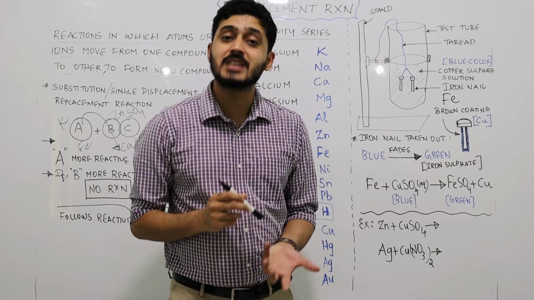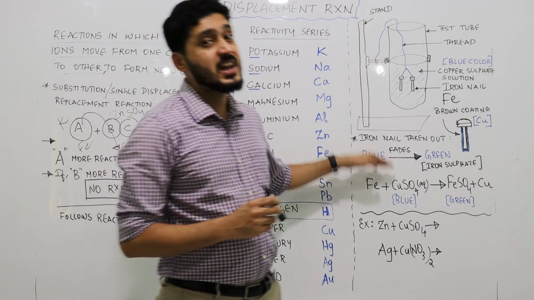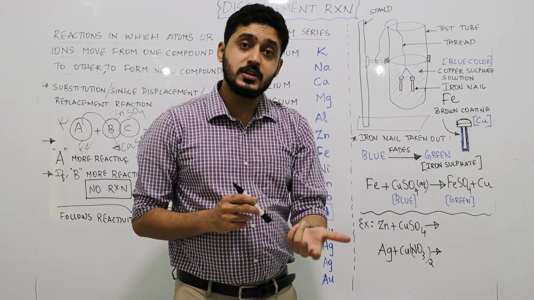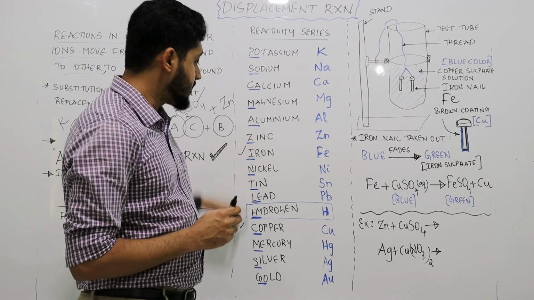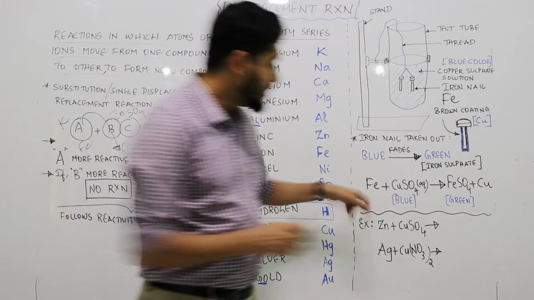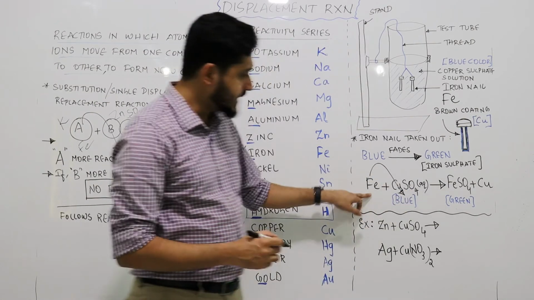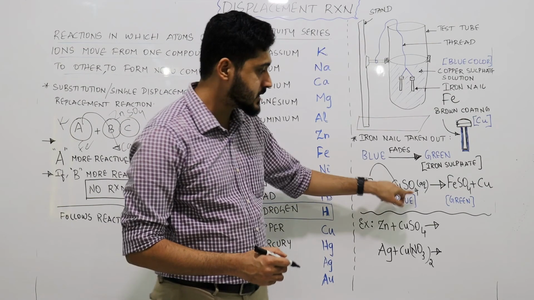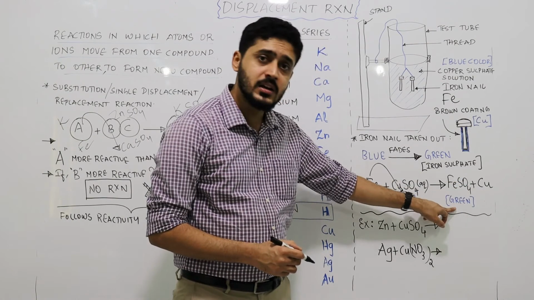Ferrous sulfate solution's color is green. The blue color of copper sulfate fades and iron displaces copper from copper sulfate solution. Why? Because iron is more reactive than copper, so iron will displace copper from copper sulfate solution. You will get iron sulfate, which is green in color, and copper.